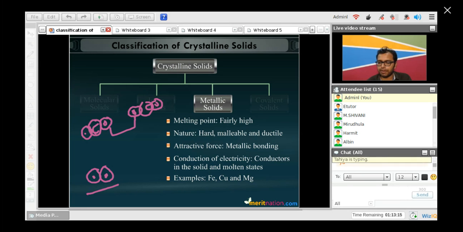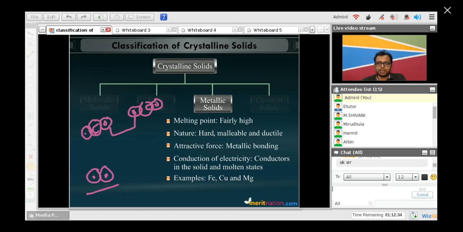What does ductile mean? Ductility is the property by which a metal can be drawn into wire. The melting point is fairly high in case of metallic solids. The nature of the solid is hard, malleable, and ductile. So you can beat the metal into a thin sheet, and you can also draw the metal into a thin wire, right? These are the properties of metallic solids.